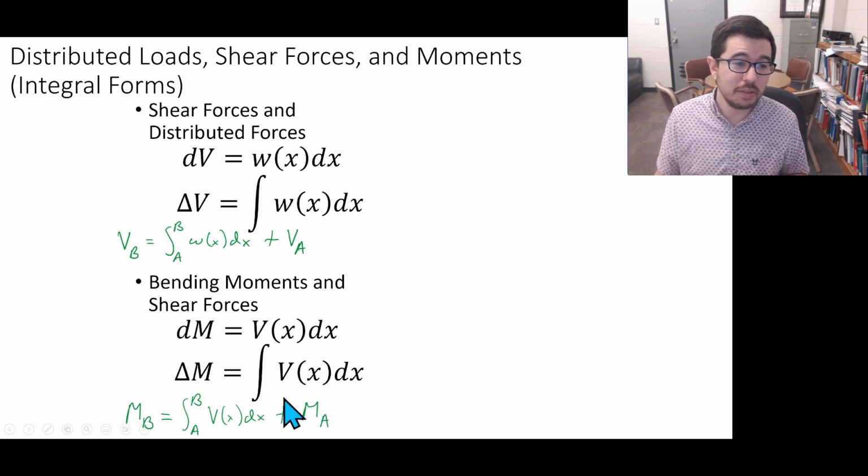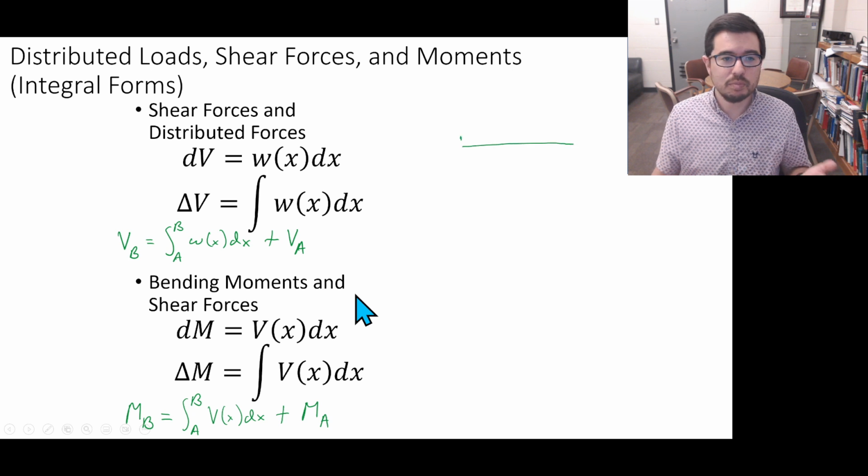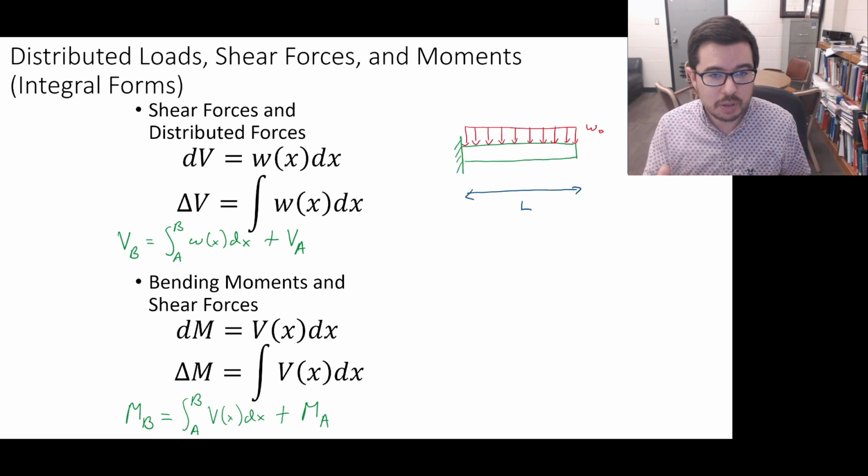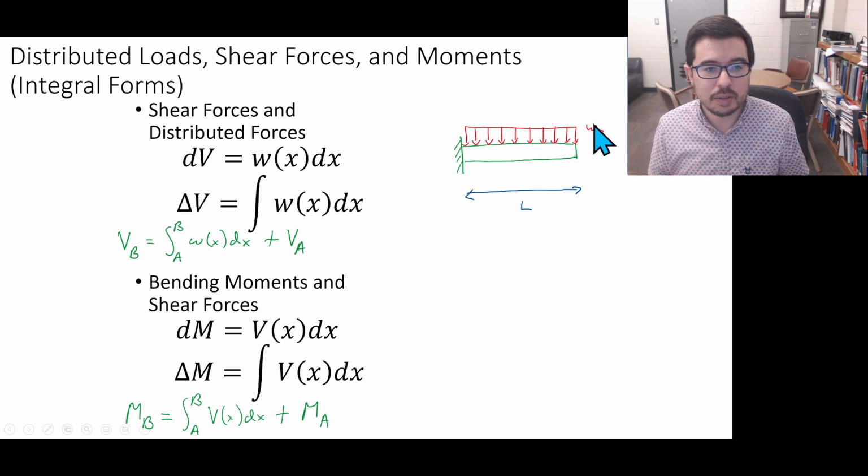So what does this mean? It means that if we have the shear force, we can integrate to get the bending moment. So let's start with this familiar problem. We have a distributed load on a cantilevered beam, and it has a constant negative W naught.